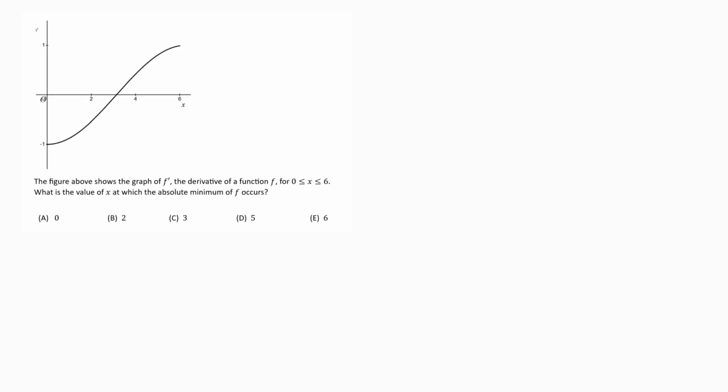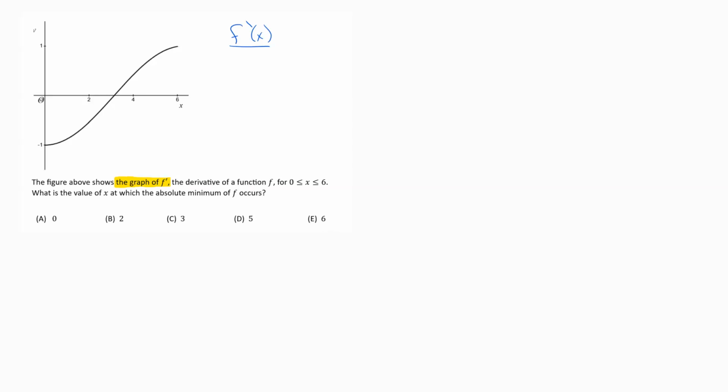The first thing you want to do when you see a graph on an AP calculus test is make sure you know what that is the graph of, because it is not always the graph of the same thing. What we're looking at up above here, they're telling us, is the graph of the derivative. So this is the graph of f prime of x. And then what they're asking us on this problem is they want us to, based upon that graph, determine where we would find the absolute minimum of that original function f.